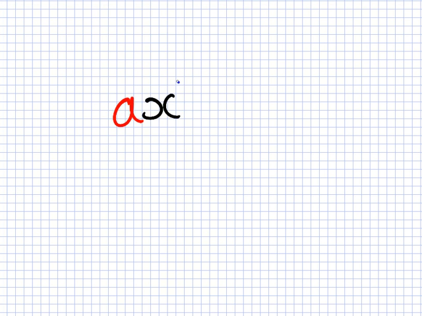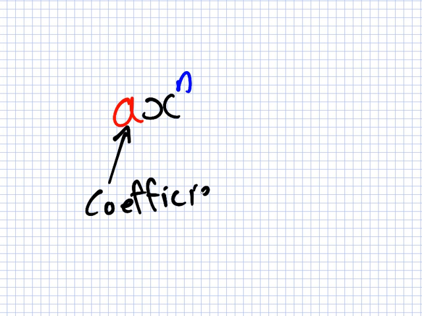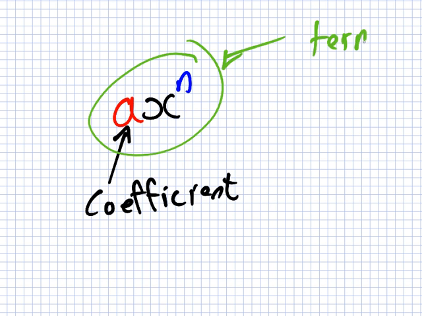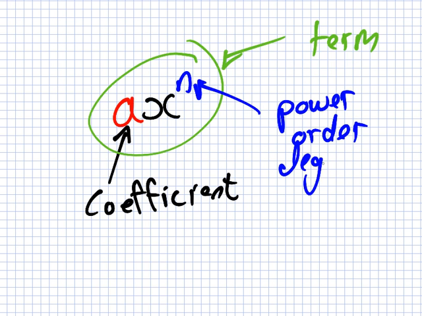So this part here is called the coefficient. The two parts together is called the term. And of course, you know this part already here is the power. Sometimes called the order, sometimes called the degree.